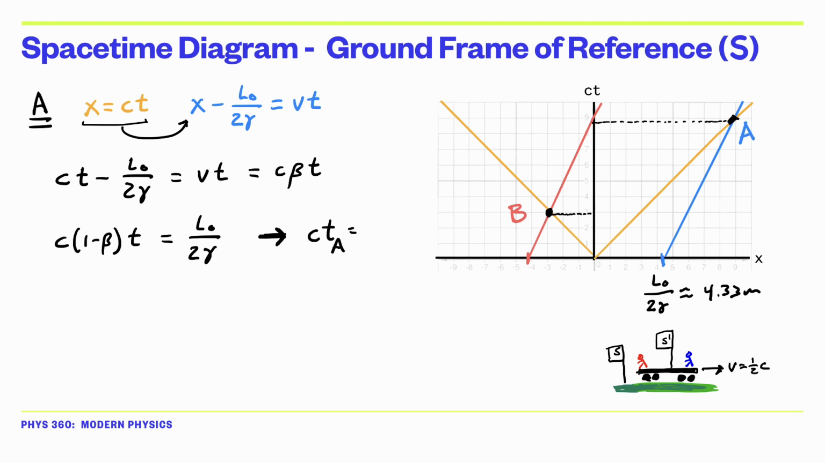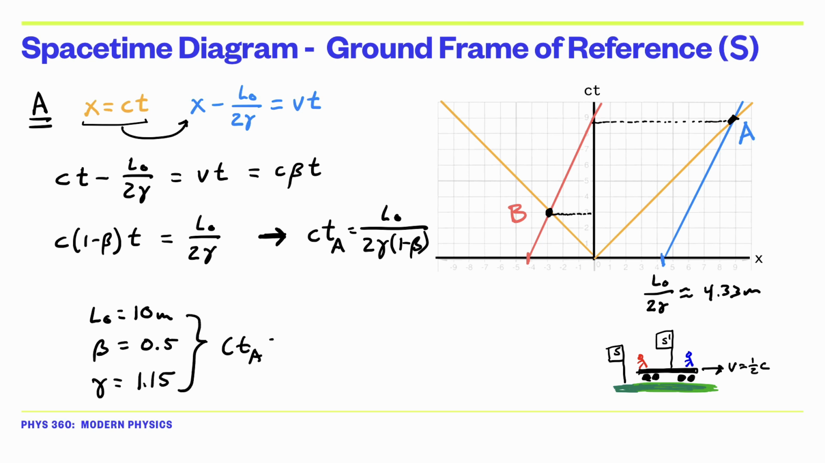so we find that c times the time at event A equals L0 over 2 gamma times (1 minus beta). Plugging in values for this simulation of L0 equals 10 meters, beta equals 1/2, and gamma is 1.15, gives ct_A as approximately 8.66 meters, which agrees with the position of the dashed line in the diagram.